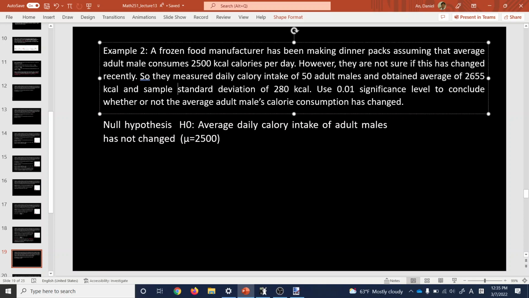No. Here, the population standard deviation is not known. Only the sample standard deviation is known. However, 50 is bigger than 30, so it's inverse norm. Okay. Any other questions? So you got my point?